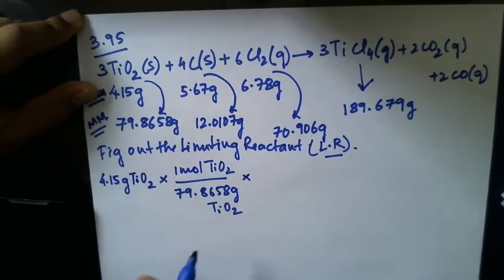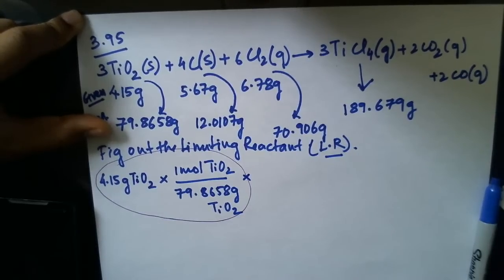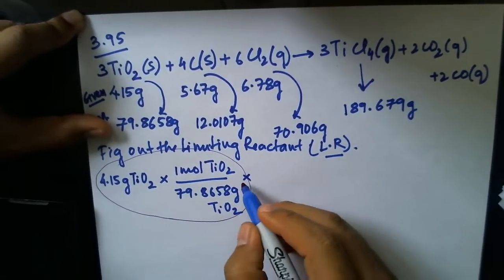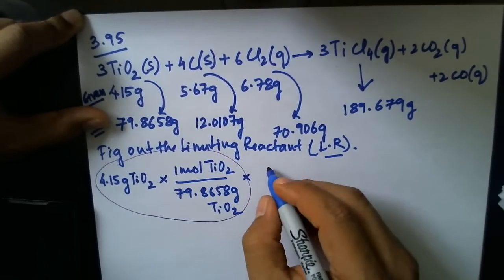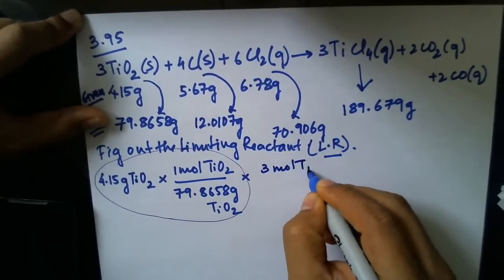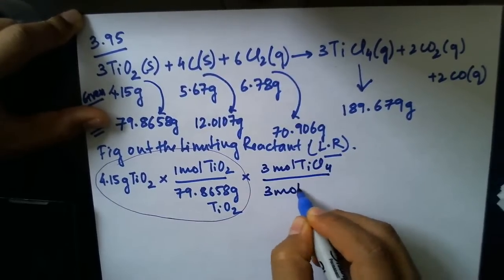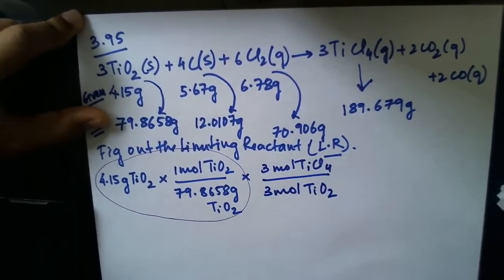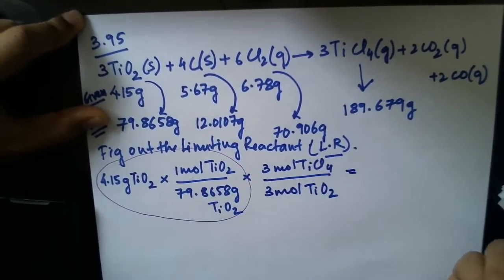So now you have the moles of titanium dioxide, that is this quantity out here, what I'm going to do is I'm just going to mark that out with a different colored pen. This is the moles of titanium dioxide, okay? And you want to relate that to the moles of titanium tetrachloride, so you need to include another unit factor. So we're going to write 3 moles titanium tetrachloride on top, and you divide that by 3 moles titanium dioxide at the bottom.